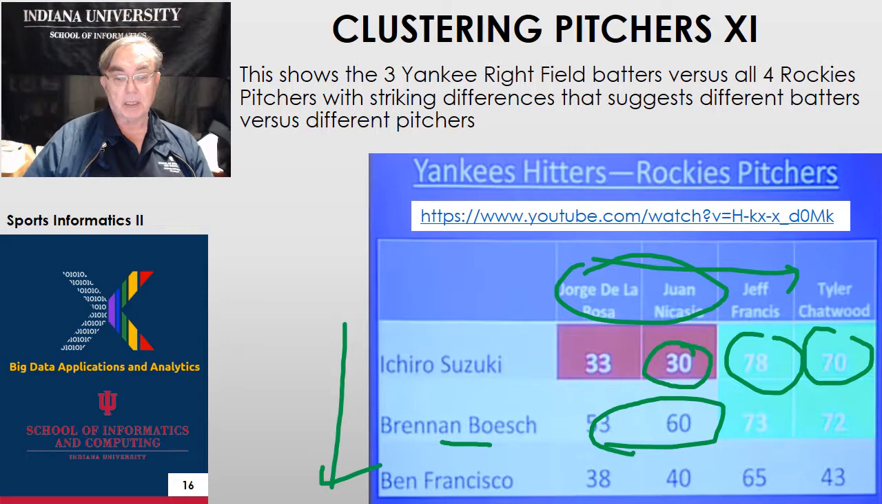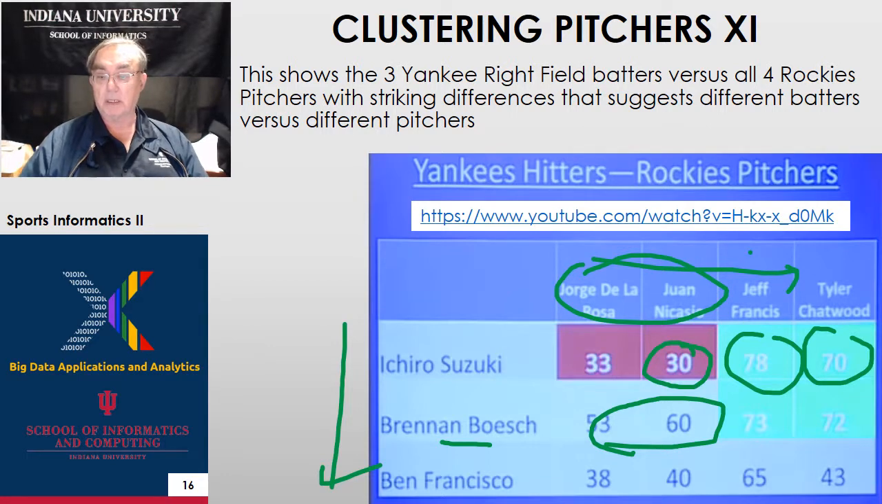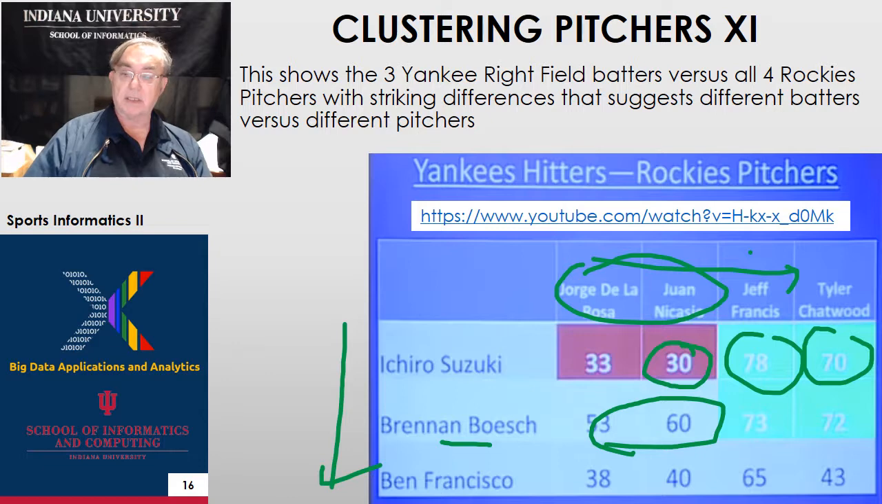So Suzuki, you would obviously play when Francis or Chatwood was pitching, and Boesch, you could also play in these circumstances, but you would certainly play him against De La Rosa or Nicasio. So that's the idea of looking at average performances over the cluster. Looking at that, you can choose recent performances, because pitchers and batters change with time. Batters' styles change and their velocities change and things like that. So if you average over too many years, you're going to get the wrong answer.